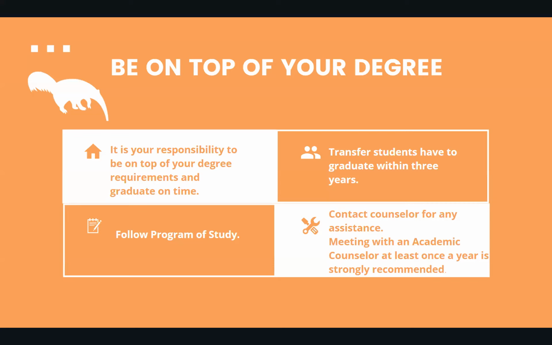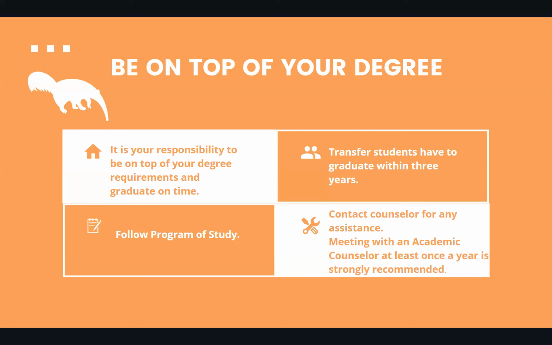All right, a few more reminders to be on top of your degree. It is your responsibility to be on top of your degree requirements and to graduate on time. Now, as a transfer student, you do have to graduate within 3 years. Some of you, it will be a full 3-year program. Others, you may get out of here within 2 years, or 2 years and a quarter or two. You'll be able to discuss your specific plan with your academic counselor, but you do have the full 3 years to complete that degree requirement.